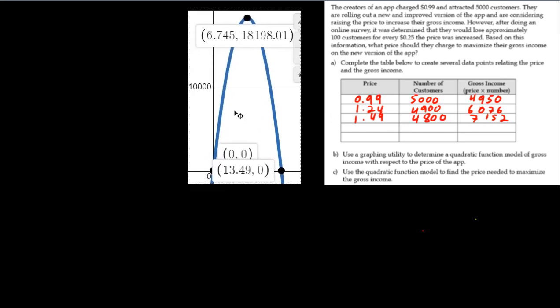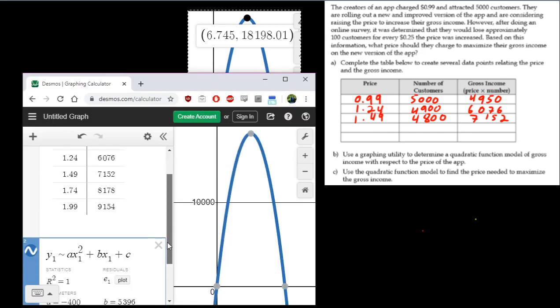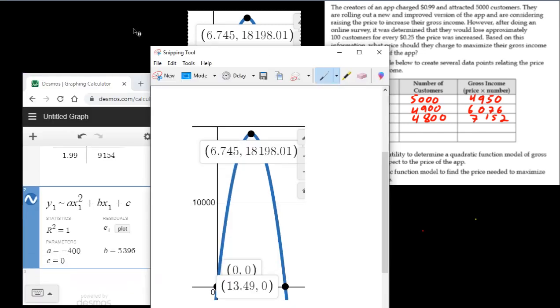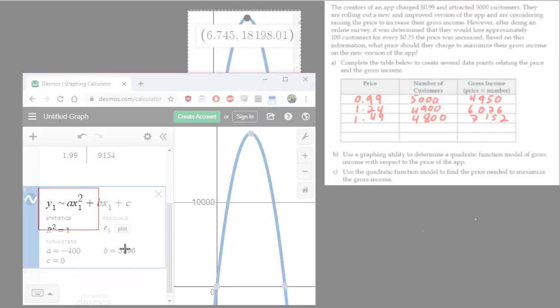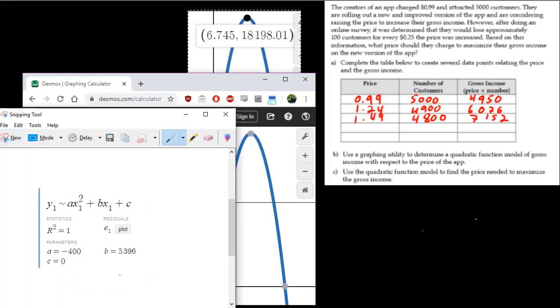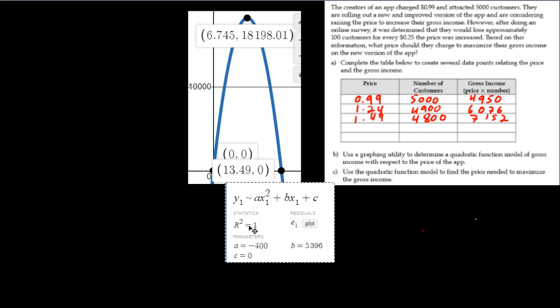So a couple things that we want to do. Oh, actually, we also want to get our equation as well. So we want to copy down what our equation is here. I'm just going to use Desmos equation, screen clip it so that we can use that again. There we go. Now we've got everything that we needed in Desmos. So let's talk about the equation first.